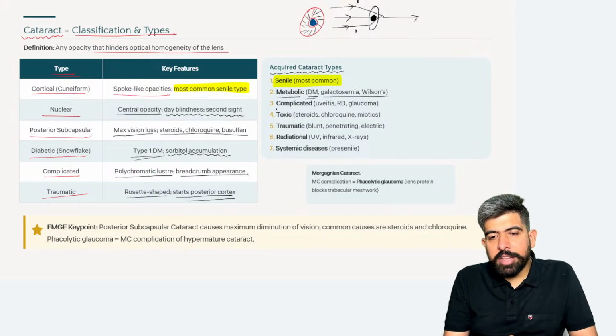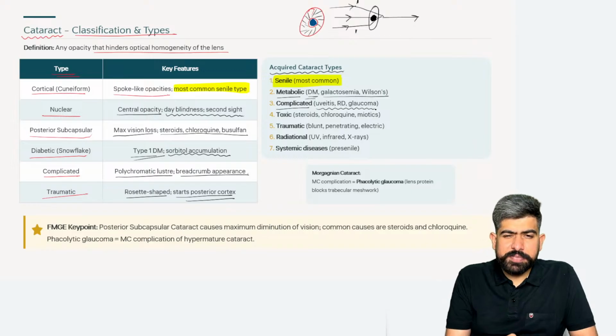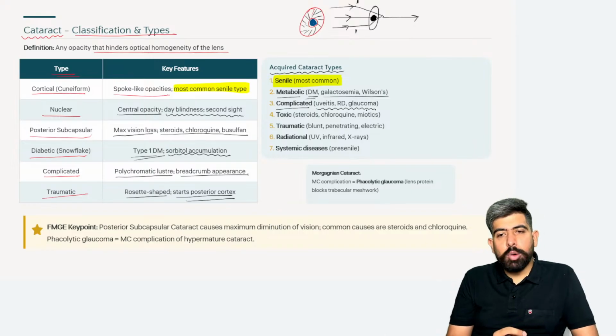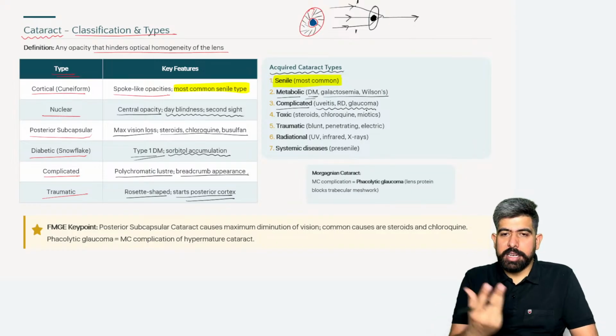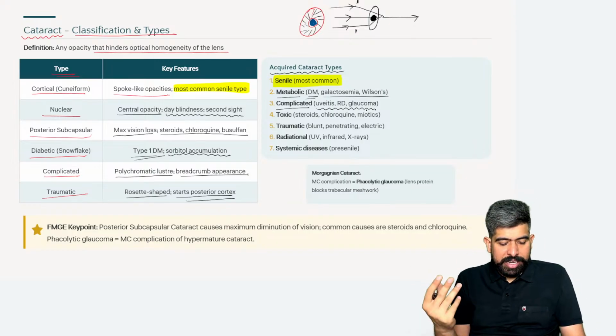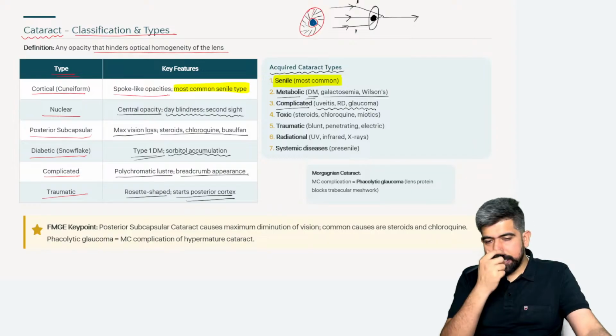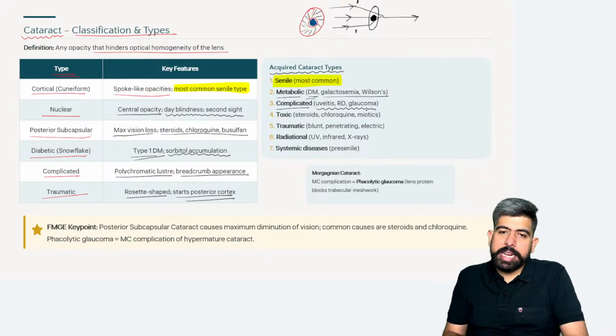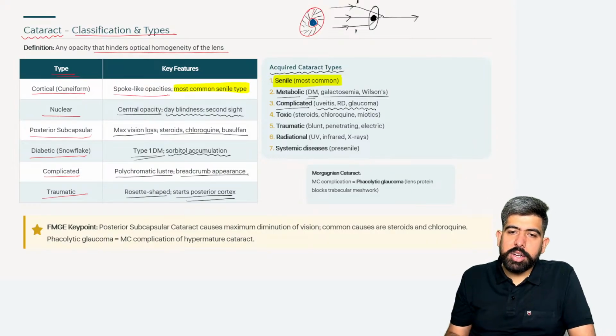The third one we have is the complicated cataract. In cases of uveitis, retinal detachment, or glaucoma, they can cause a complicated cataract, right? We can say it is the secondary type of the cataract. Okay, so this is your complicated cataract.